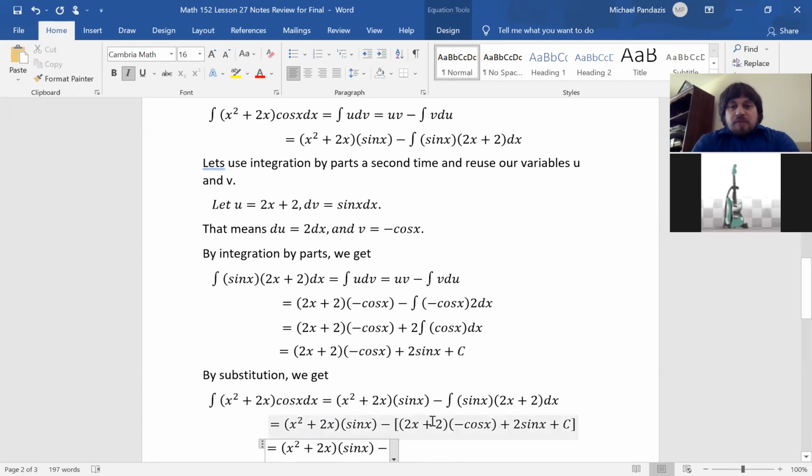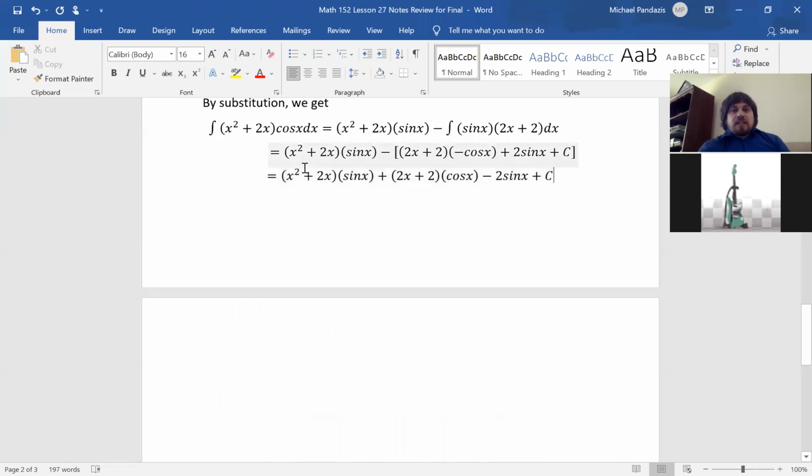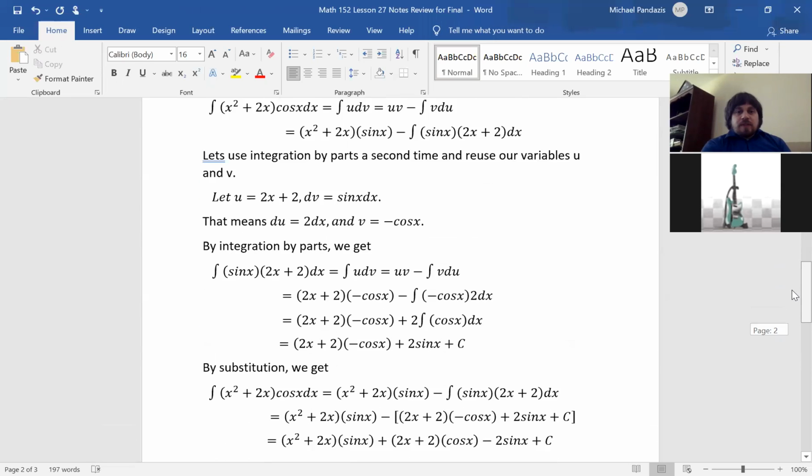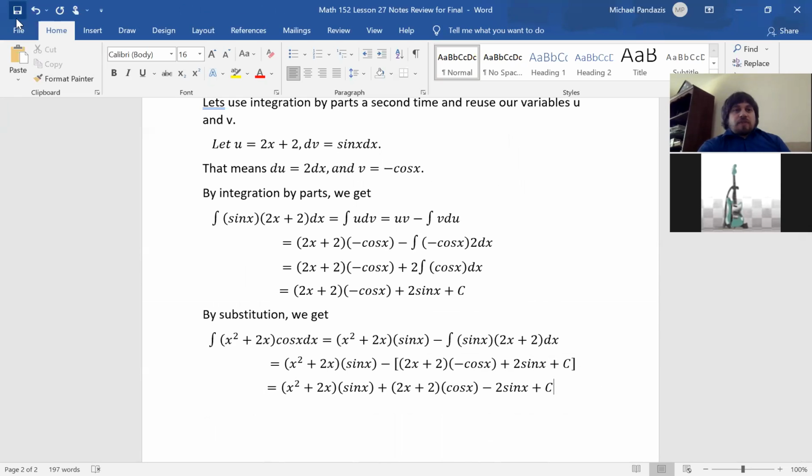Now we have that this is equal to this thing minus, now this is minus minus, so this is a plus. That's going to be 2x plus 2 times cosine x, and then a minus that, so it's minus 2 sine x. Then it's a minus a constant, and so reusing the notation for the constant, plus c at the end. And so the final answer is this. The integral is equal to that, and so we evaluated it. That was the goal. And so that's number 7, and we went over that.